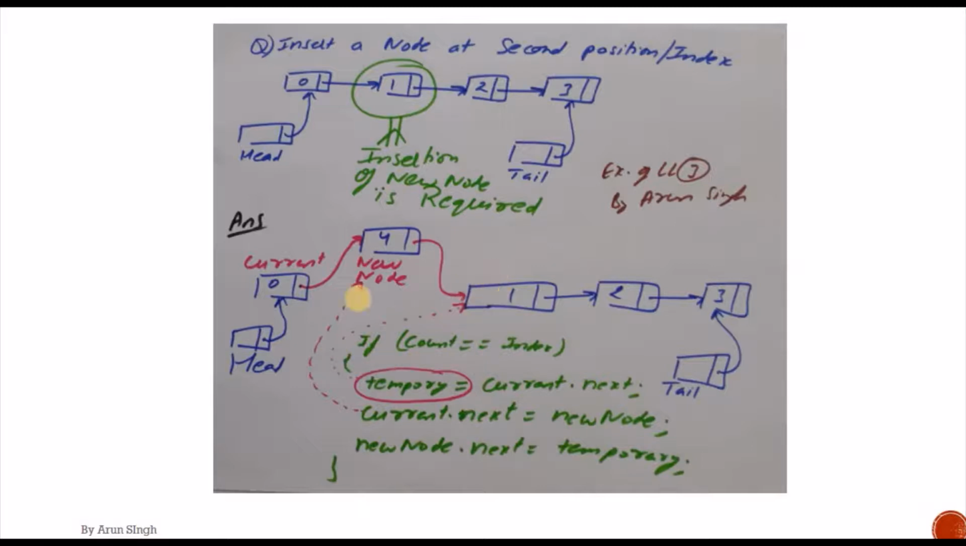Let me show you. If count == index, then current.next = temporary. I have saved it temporarily. I have created a new node, and that address is kept at current.next. This is the new node whose address is kept here. New node.next, this position, will have the address of this node, which I have kept temporarily in this variable, and the new node is inserted.